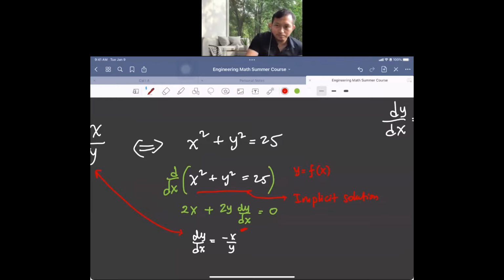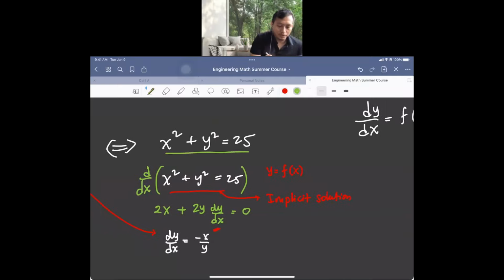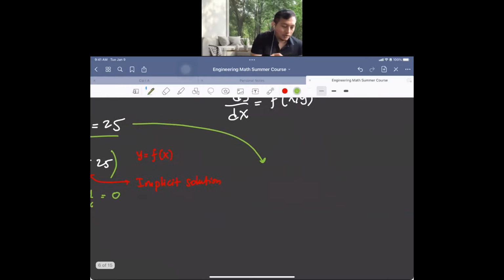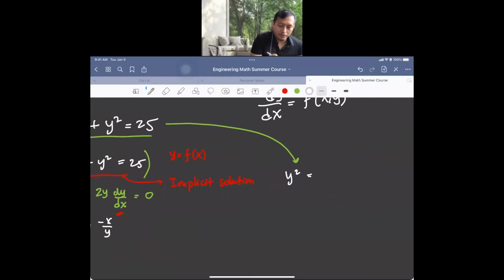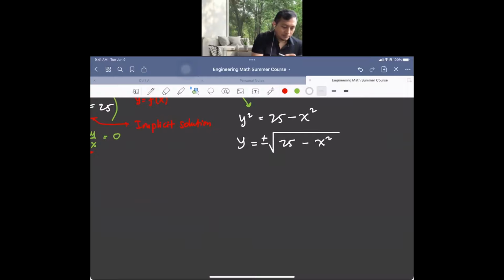But we call this an implicit solution, because if we try to solve this as it is, without implicit differentiation, we can write down that y squared is 25 minus x squared. And we can say that y has these two values, plus or minus the square root of 25 minus x squared. If we try to graph this, then this will be the positive, right?